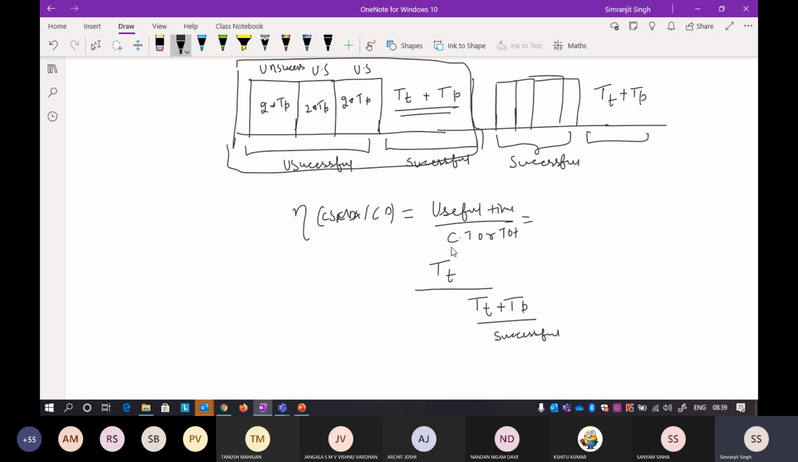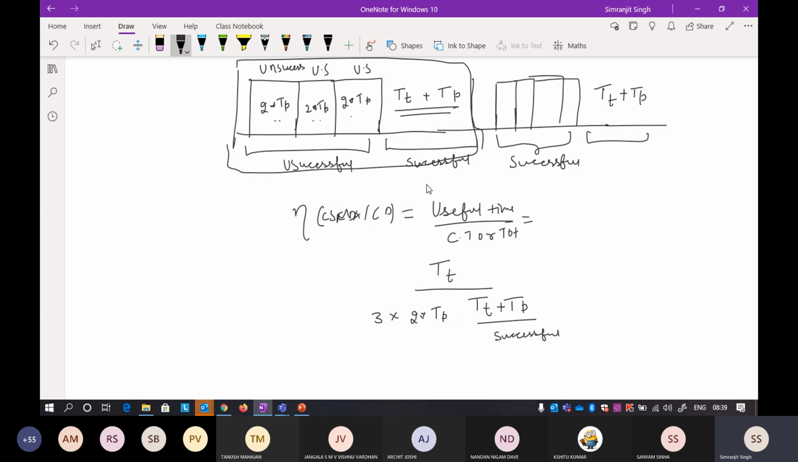But when there is a collision, how many times is the collision occurring here? Here the collision is occurring three times. And how much time is wasted here? 2 into TP. I'm taking only this case. So this is the total time for a successful communication.